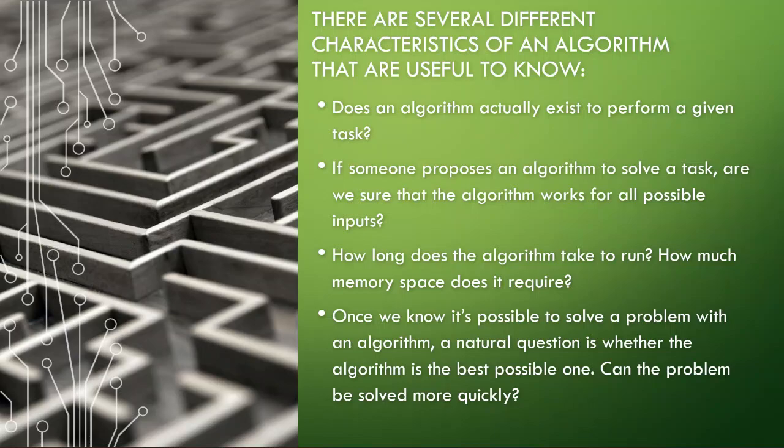Now, once we know it's possible to solve a problem with an algorithm, a natural question is whether the algorithm is the best possible one. Can the problem be solved more quickly, or is there a different way of doing it? Is there a different way to organize our data using a different data structure, which then changes our algorithm and makes it run faster, or is easier to read, or uses less memory, and so forth? So these are all things you need to take into consideration, and then you also need to take into context the program you're working on and other factors that may come into play, especially if there's money in play with developing this. What can you actually do?